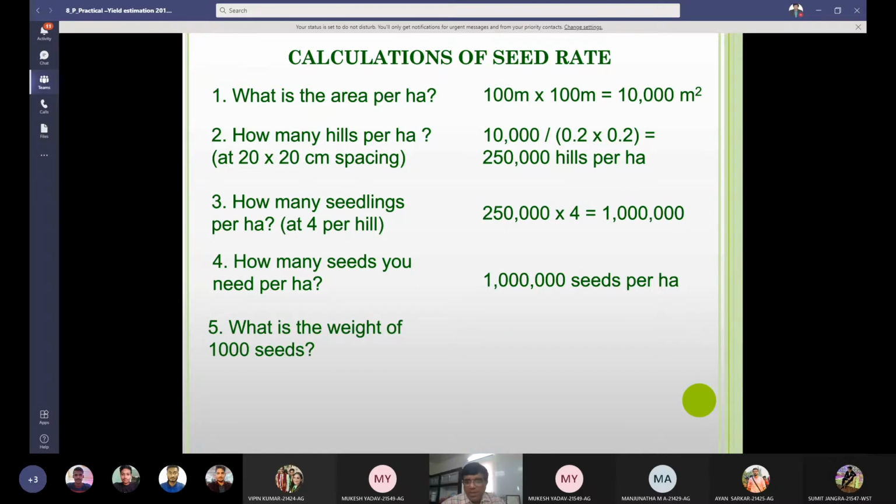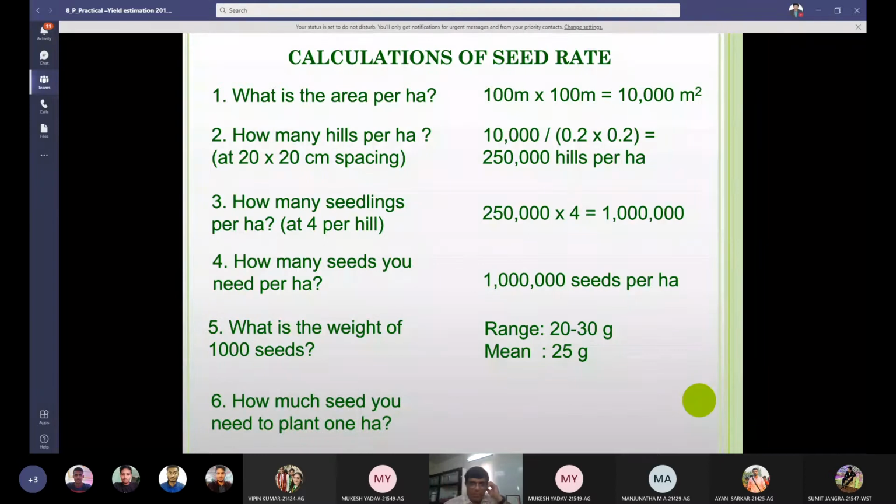So what is the weight of 1,000 seed? Suppose the weight of 1,000 seed is in the range of 20 to 30 gram. Taking the mean value as 25, suppose in my case the mean 1,000 seed weight is 25 gram. It means 25 gram of paddy seed will contain 1,000 grains. So I can multiply the number of seeds with 25, and I will get so many grams of seed required. Then I can convert it to kilogram.